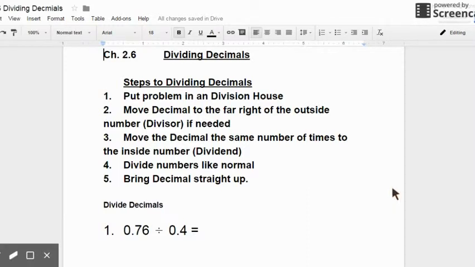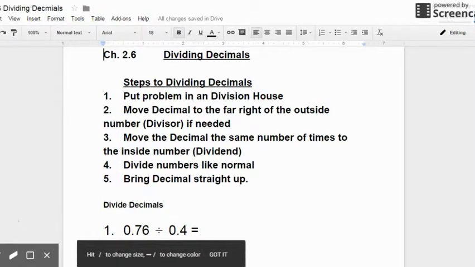All right, hello students. Today we're going to talk about dividing decimals. Yesterday we talked about dividing decimals to a whole number. Today we're going to talk about dividing a decimal to a decimal. Well, when we divide a decimal to a decimal, there's a couple new steps we have to add.